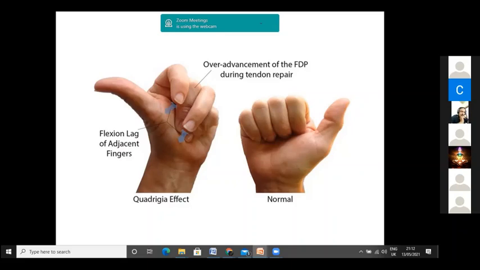You can roughen that area to have a better attachment, but never make a tunnel. If you make a tunnel, the tendon will go through it, and that will effectively reduce the length of the tendon. So if you have a chronic case, you should not just think about reattaching, but always think about a graft in between, palmaris brevis or anything in between, so that this quadriga effect will not be there.